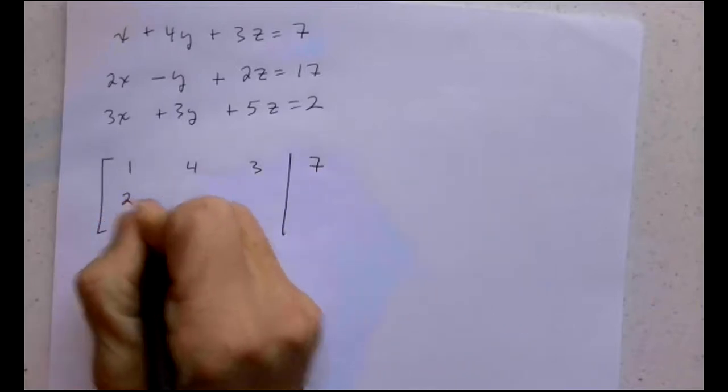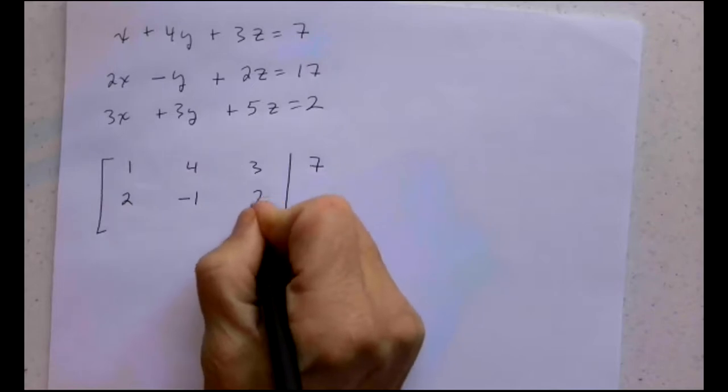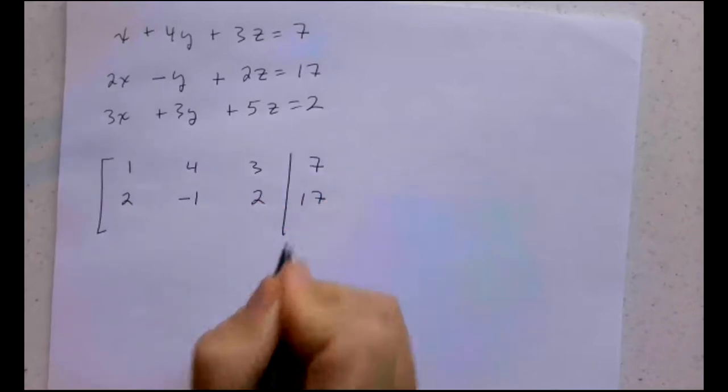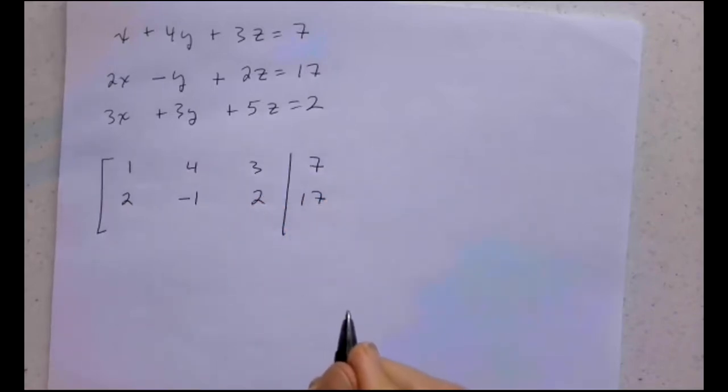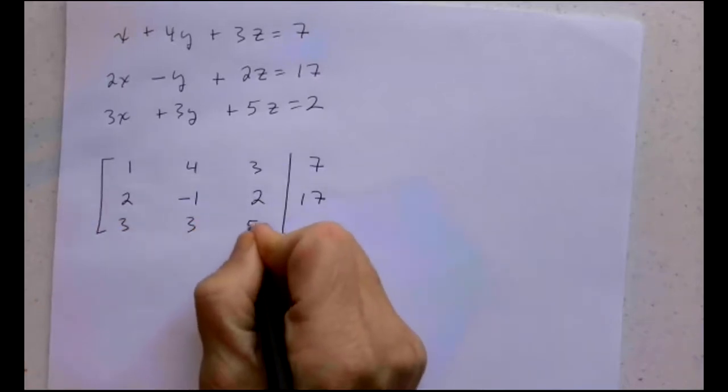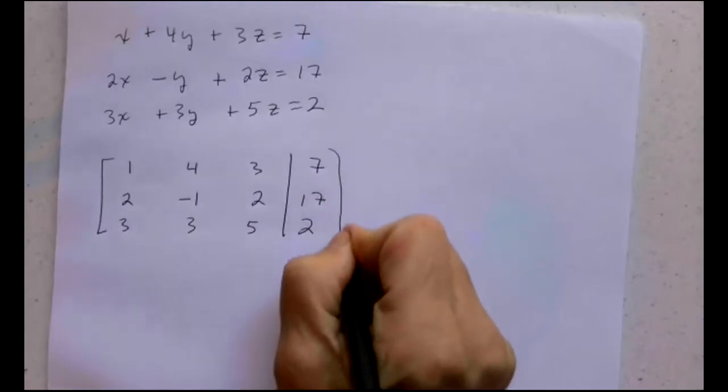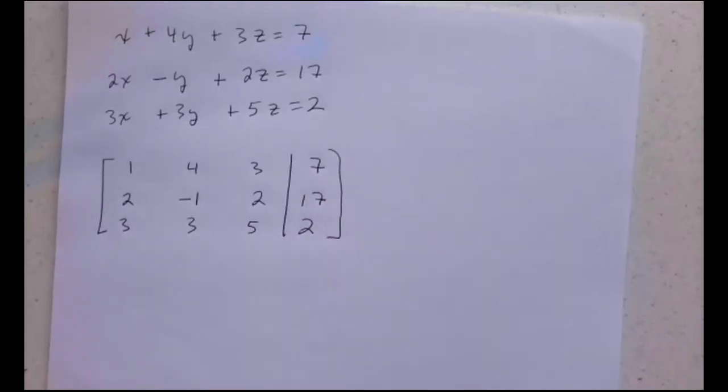Second row, 2, -1, 2, 17, again means 2x minus 1y plus 2z is 17. And lastly, 3, 3, 5, 2. So that is our augmented matrix.